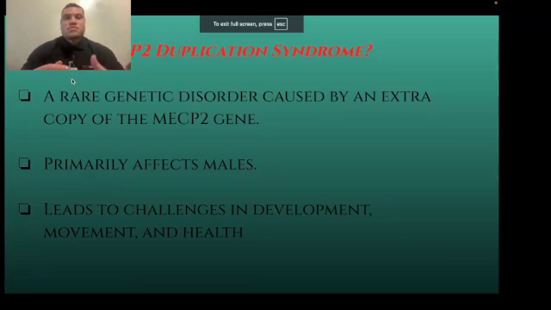So, what is MECP2 duplication syndrome? It is a rare genetic condition caused by the duplication of the MECP2 gene, which is located on the X chromosome. So, this in turn primarily affects mostly males because males only have one X chromosome and are more susceptible to the effects of overexpression, which in turn can lead to challenges in development, movement, and also other health conditions.